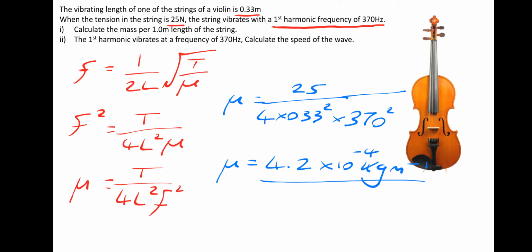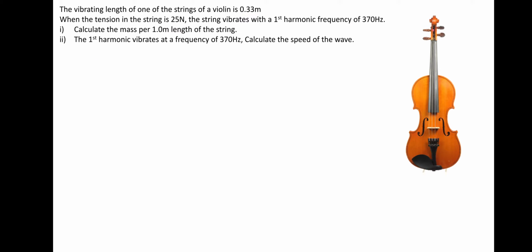So I'm just going to remove this and then do the next part, part 2. The first harmonic vibrates at a frequency of 370 Hertz. Calculate the speed of the wave. So wave speed, v equals f lambda. So we've got the frequency, the 370, multiplied by the wavelength.